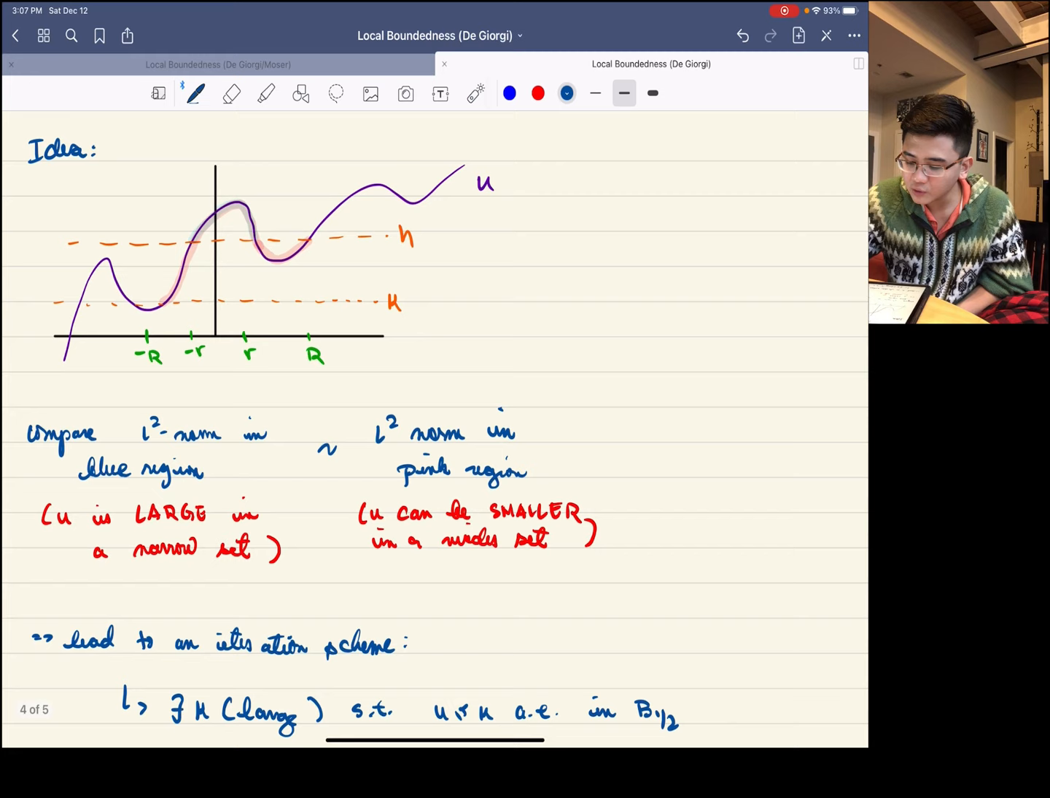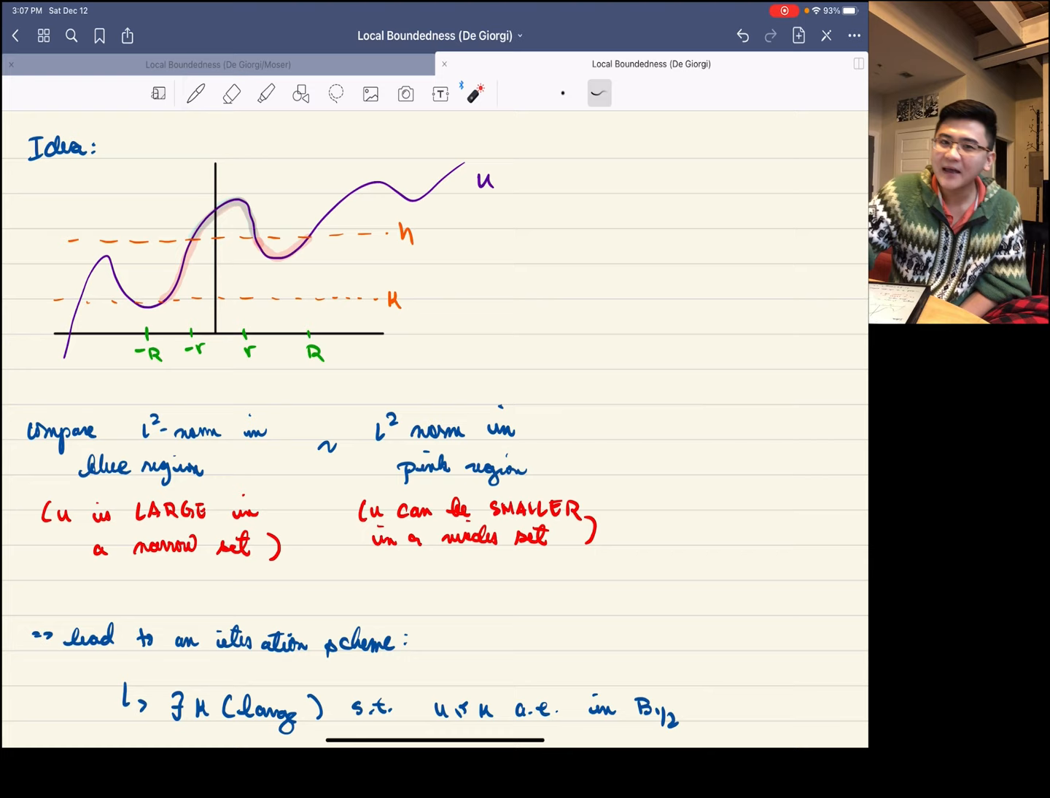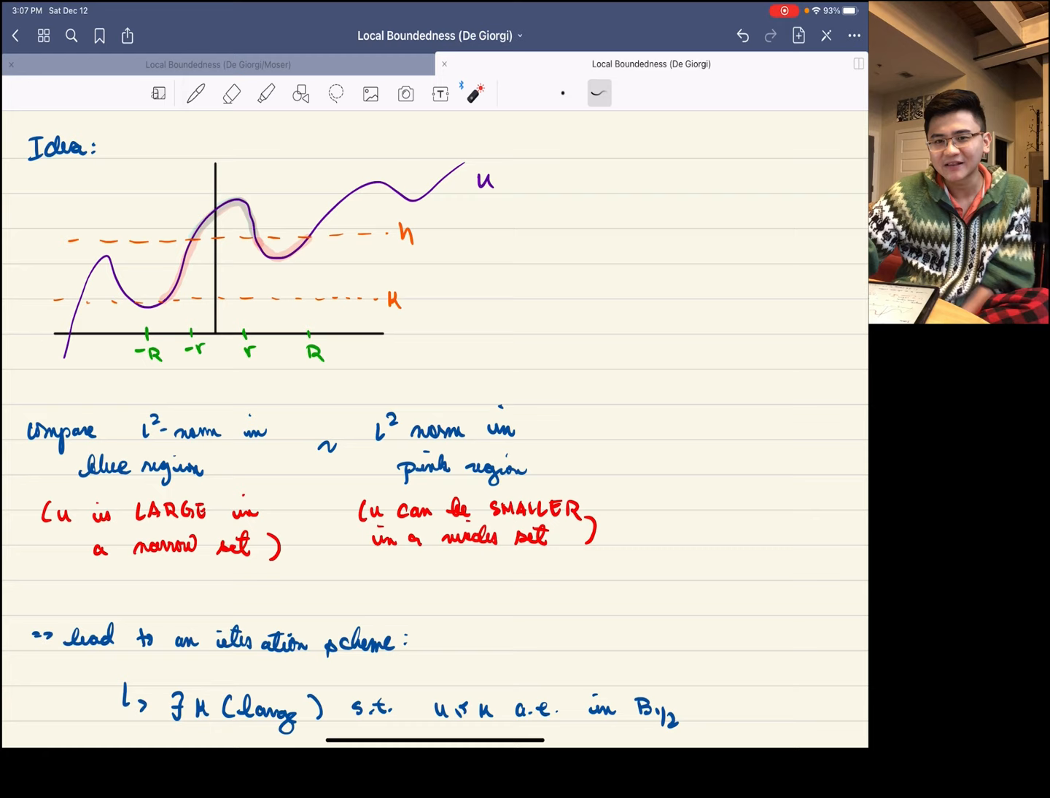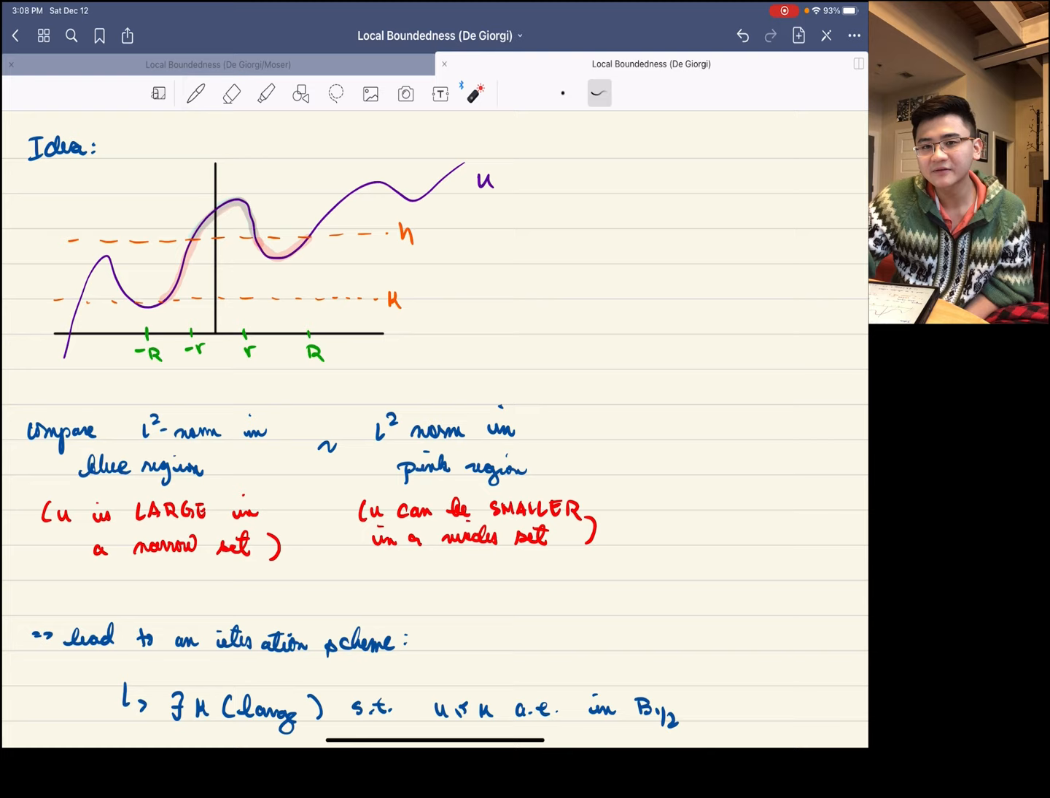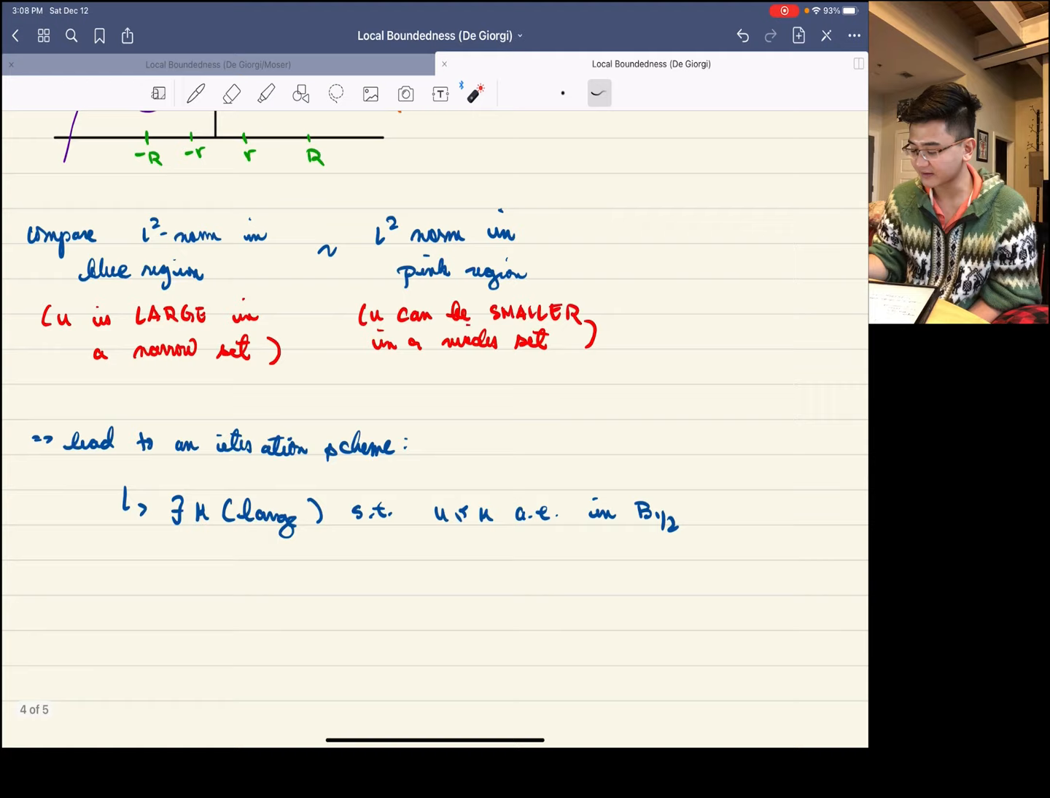We're controlling the parts where u can be big. And we're saying that u cannot be big on a large proportion of the domain. And in fact, we're going to find that past a certain threshold, u is actually less than or equal to that threshold almost everywhere in some set inside B1, and that set is B1/2.